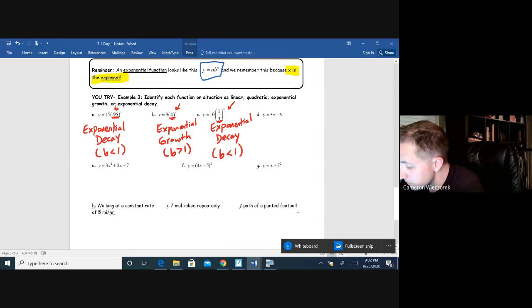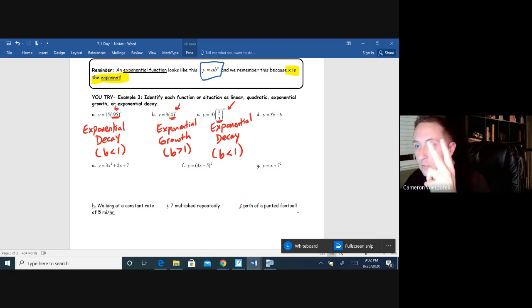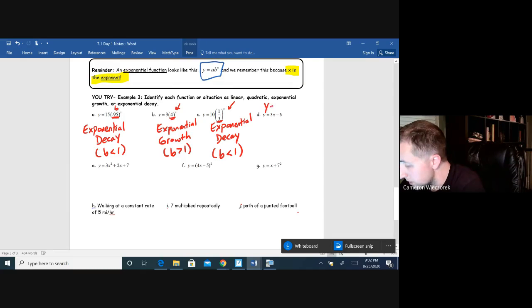Letter D, immediately I see x is not an exponent, so it can't be exponential. It's also not quadratic because it does not have a power of 2. This is straight up written in y equals mx plus b form, as clear as day. This was probably the first type of function you ever learned to graph, back in the good old days. This is linear.